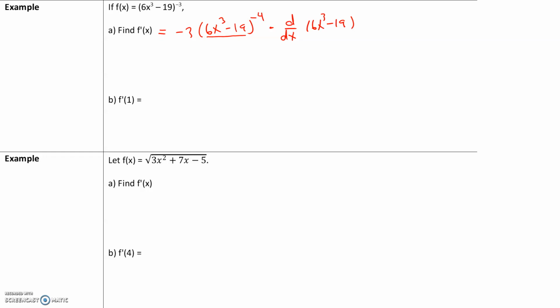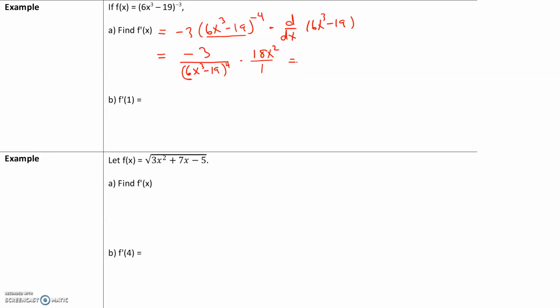Okay, so let's simplify this a little bit. This gives us negative 3 divided by, we can't have a negative exponent, so move it to the denominator. This gives you 6x to the 3rd minus 19 raised to the 4th power. You move it to the denominator, the exponent becomes positive. And then we're going to multiply it by the derivative of this. So 3 times 6 is 18, and this will give you 18x squared. So negative 3 and 18x squared are both on the numerator.